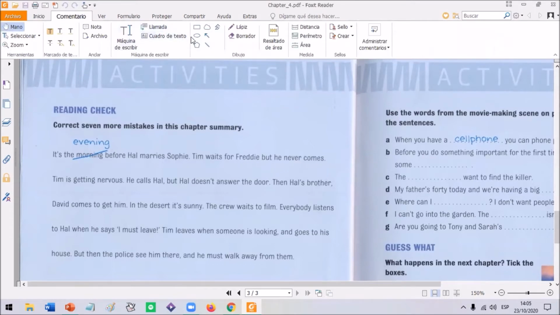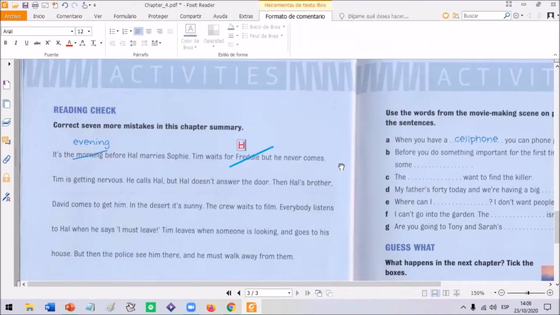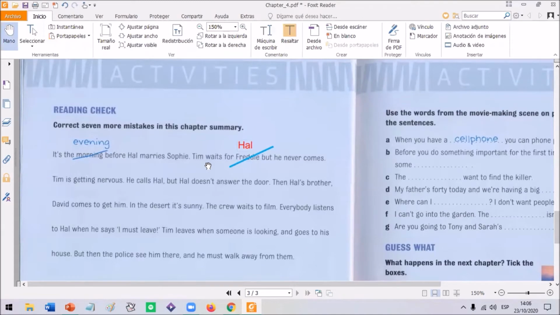What is the problem in this sentence? What is wrong? Right, Freddy is wrong. We should say, Tim waits for Hal. It's the evening before Hal marries Sophie. Tim waits for Hal, but he never comes. Tim is getting nervous. Is this correct? Yes, this sentence is okay.